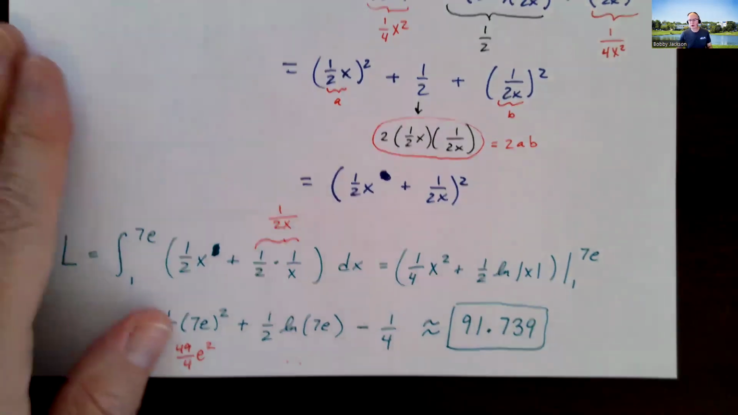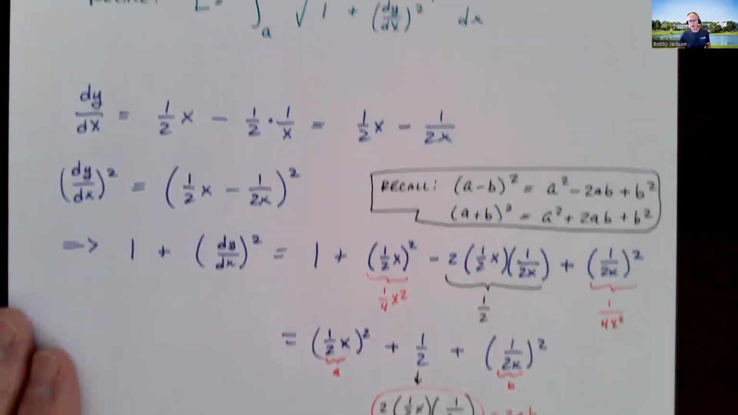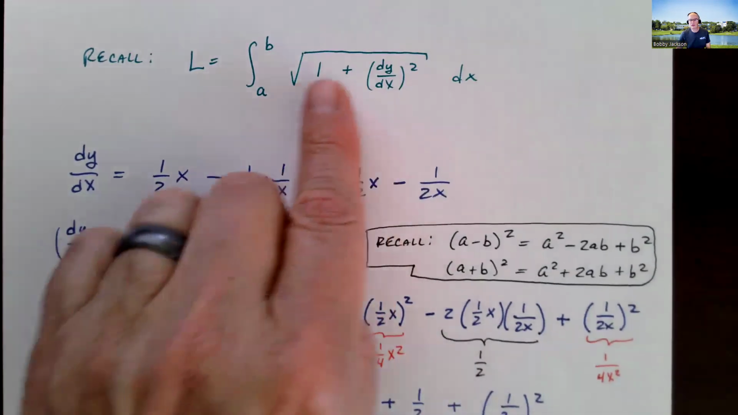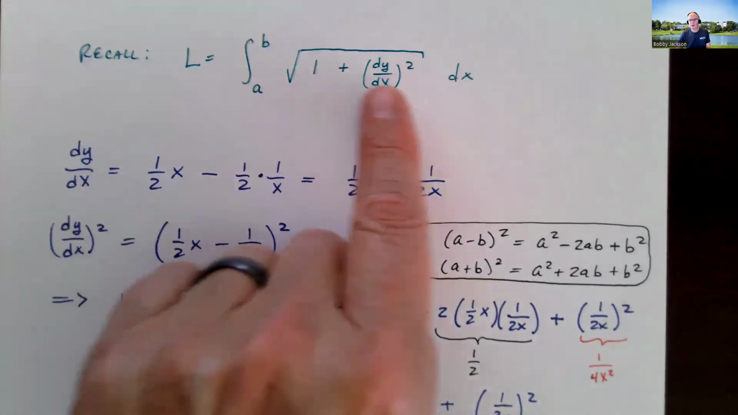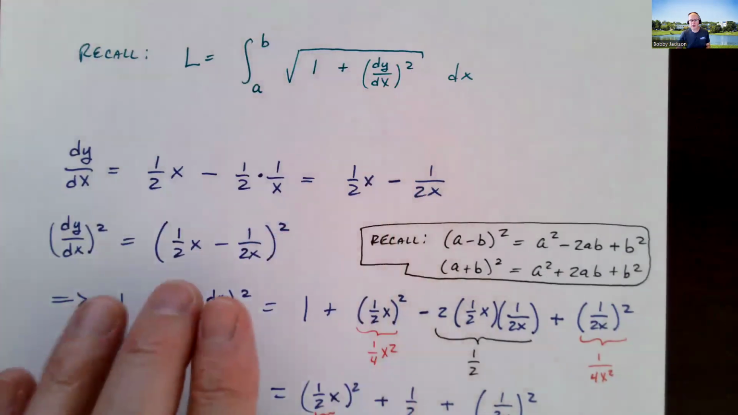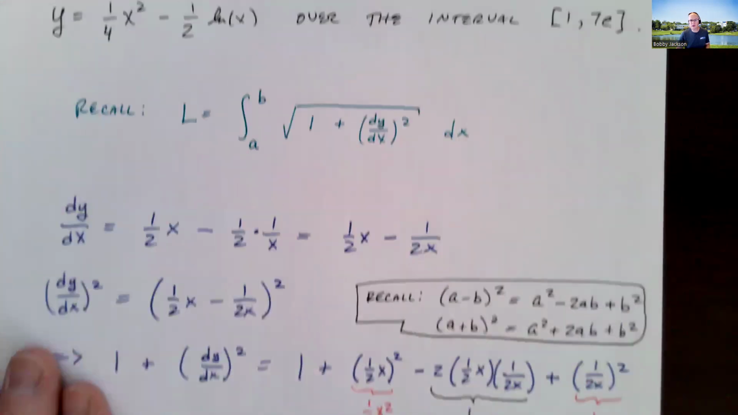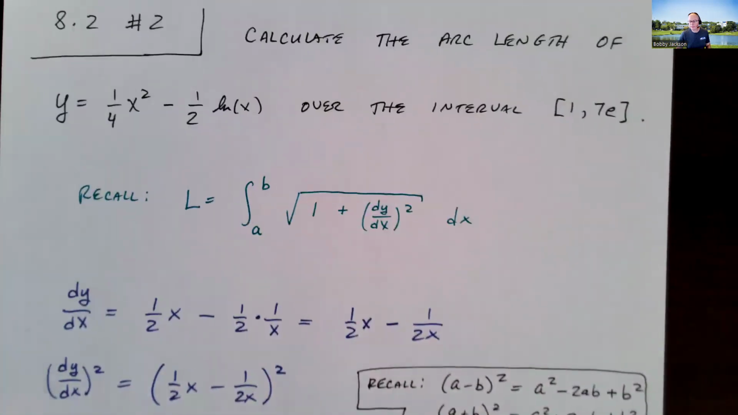Okay, so a little tricky here. There's not too many functions that we can easily do with this arc length integral because of this radical. But if we can simplify under here and get a perfect square, which turns out we can in this particular function, then it's much easier to evaluate it. Okay, hope this helps.